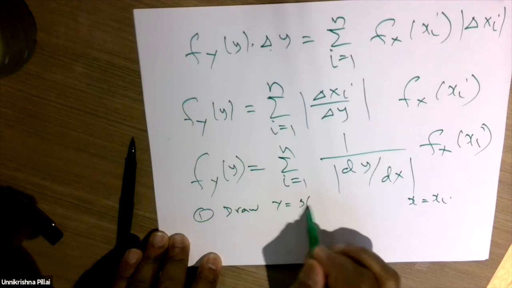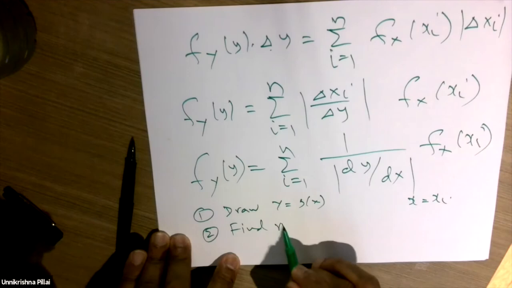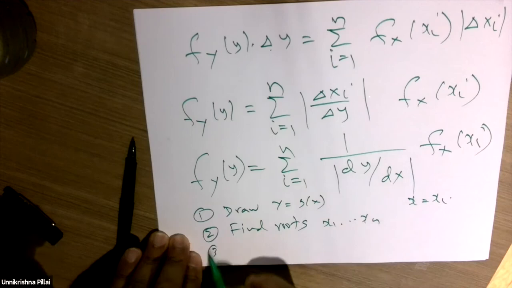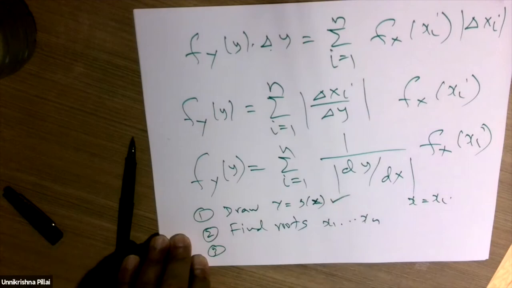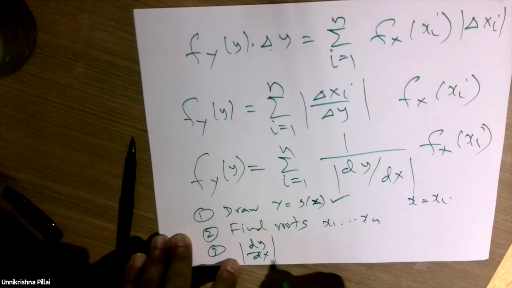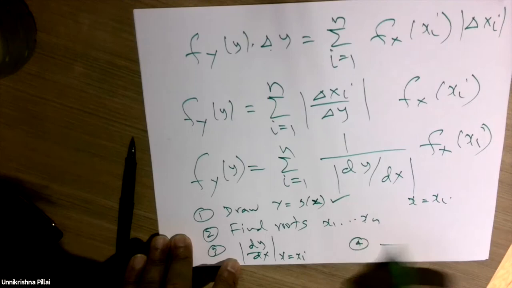So I'm going to solve some problems. You should follow this recipe, the steps that we went through. Most of you still don't draw the graph. So draw the graph first, number one, in the problem. Find the roots, then find dy by dx. Take its absolute value. Evaluate it at xi. Then the last step is to substitute all this into this equation. So four steps.